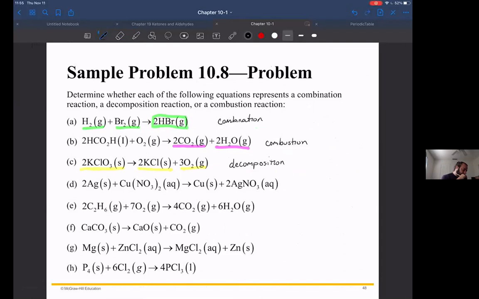Okay, so the next one's a little bit trickier. I have silver that starts out as a solid and then it makes its way into this ionic compound. And I have this copper that is in an ionic compound and then gets displaced into being a single element. So this is a single displacement reaction.